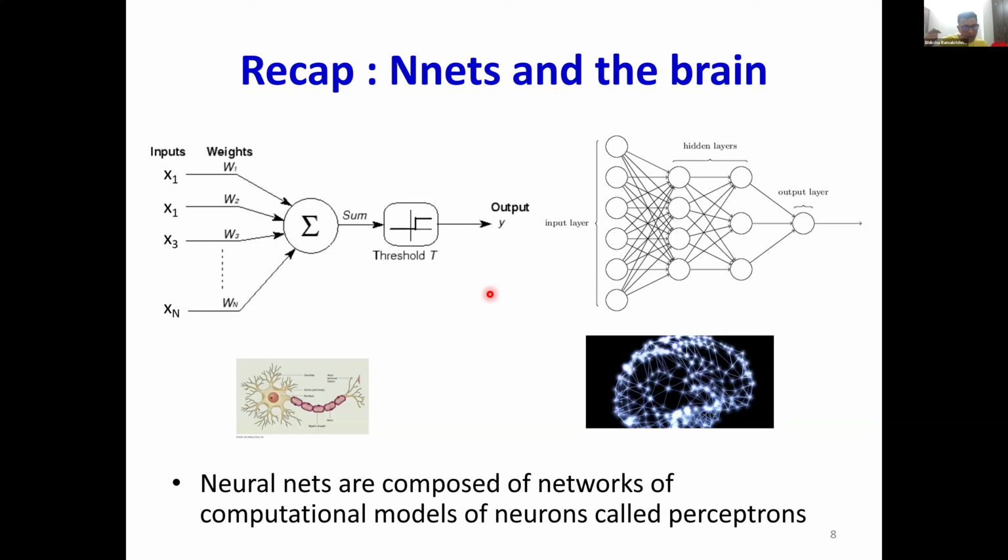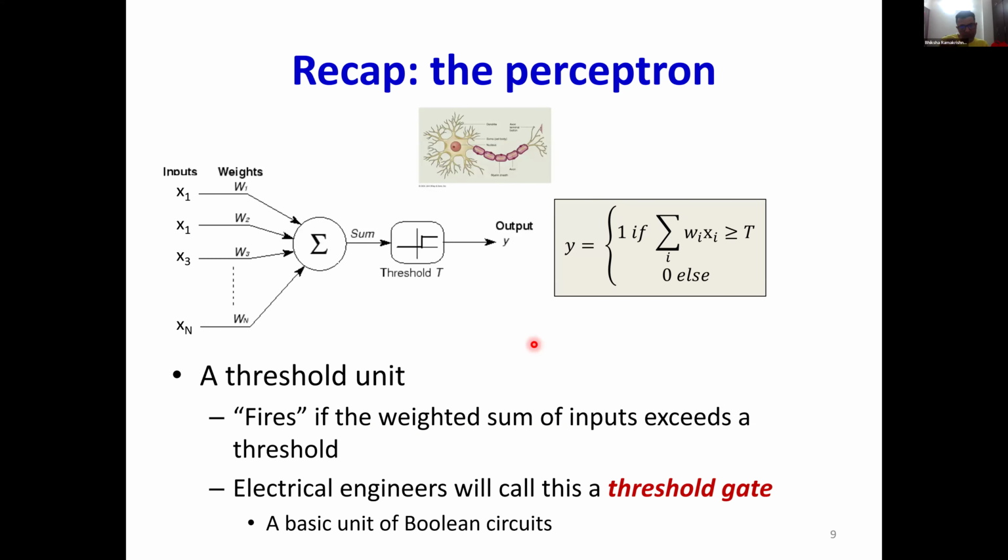We call these units perceptrons. They are capable of computing certain classes of Boolean operations. But to make them generic, we needed to be able to network them. So to emulate the human brain, we composed networks of these basic units. Once again, the basic unit looks like this. It computes a weighted sum of inputs and compares it to a threshold. The output is 1 if the weighted sum exceeds the threshold, and 0 otherwise. Electrical engineers will recognize this as a threshold gate, a basic unit of Boolean circuits.